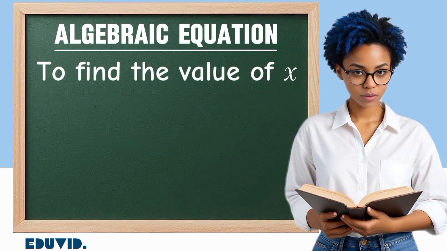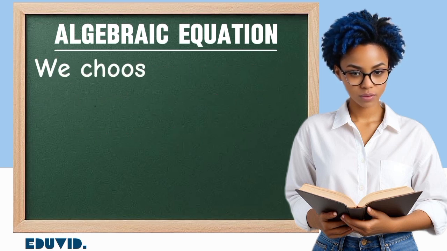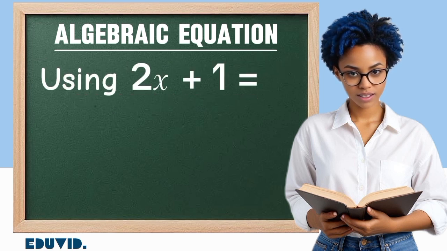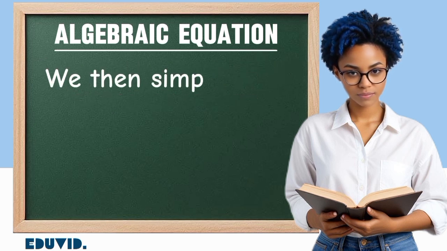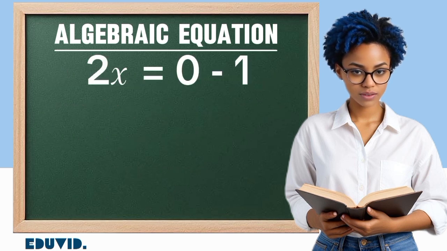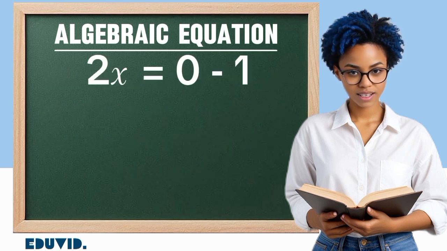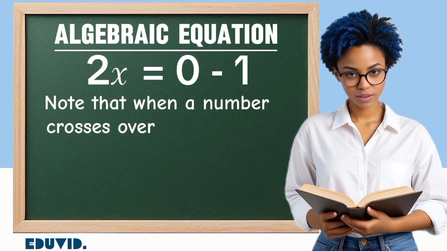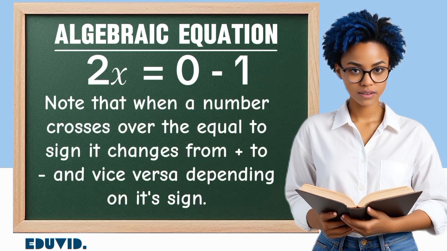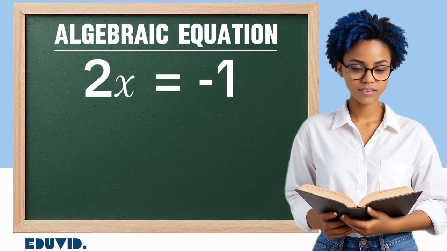Then to find the value of x in the equation, we choose either of the equations, that is, using 2x plus 1 is equal to 0, we then simplify the equation by collecting like terms, which then becomes 2x equals 0 minus 1. Note that when a number crosses over the equal to sign, it changes from positive to negative and vice versa depending on its sign, which then leaves us with 2x equals minus 1.